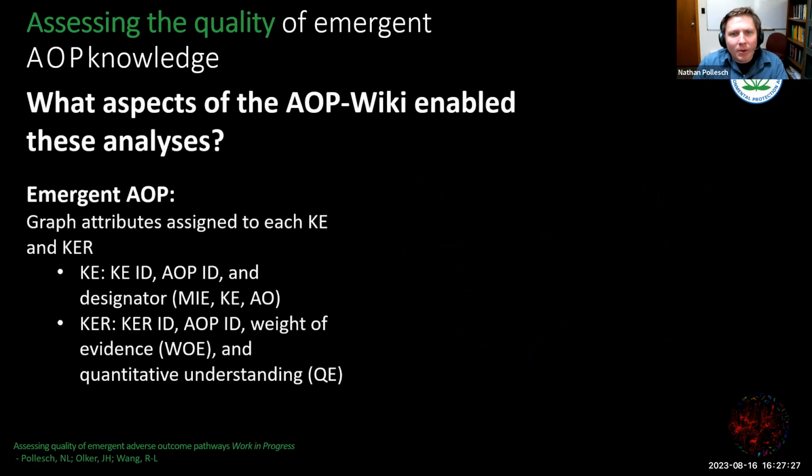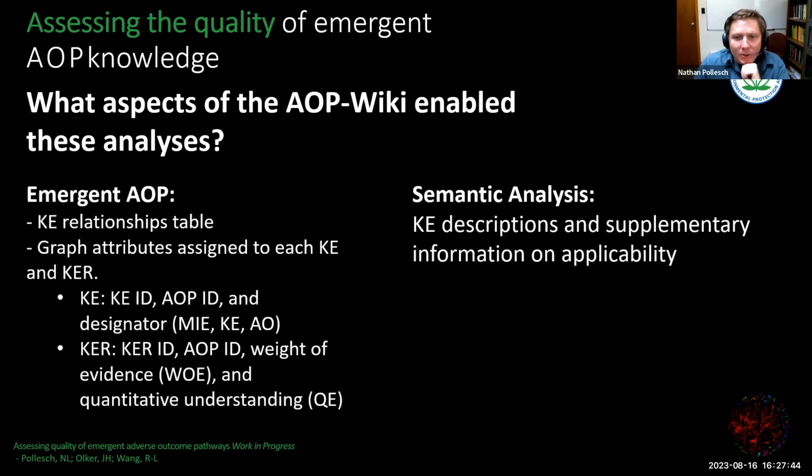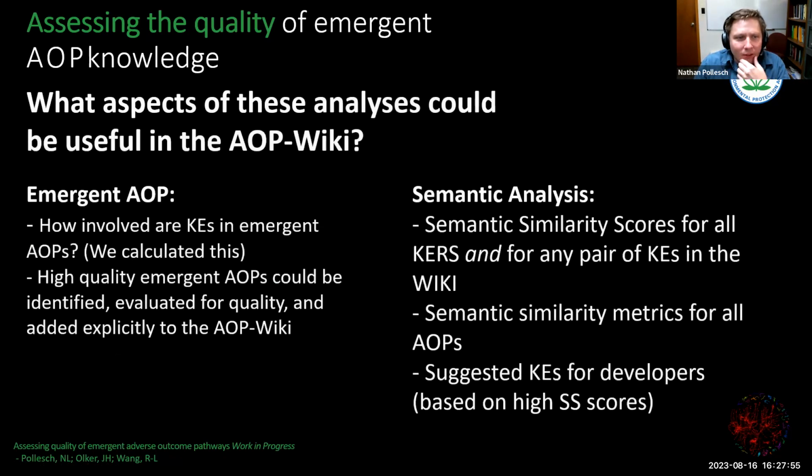Coming back to the idea of the AOP wiki, which aspects of this really enable these analyses? As a recap, for all the analysis you saw in terms of identifying the emergent AOPs, this was the information that went into it. For the semantic analysis, it was essentially the key event descriptions and any supplementary information on applicability that was available at the time when Ron Ling did the conversion. What aspects of these analyses could be useful in the AOP wiki? Well, with emergent AOPs, that paper came out a little while back, so you can get an idea of how involved different key events are in emergent AOPs.